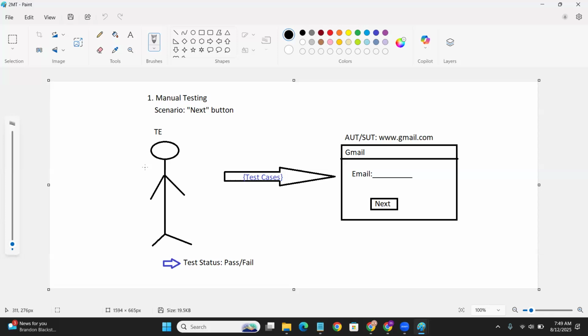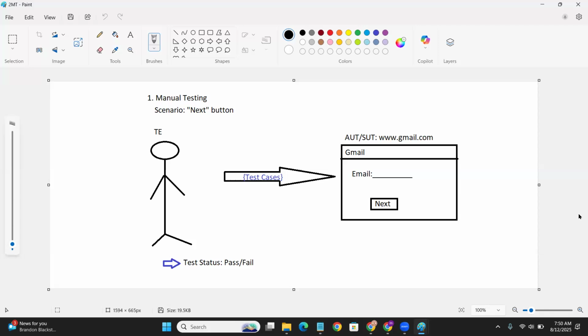So first you prepare the test cases. Then as per that, you operate the application. Observe the behavior. How is it responding? Based on that, we say the test status in terms of pass or fail. This is manual testing. Without using any automation tool, the test engineer directly interacts with the application to verify actual behavior while performing operations is called manual testing.